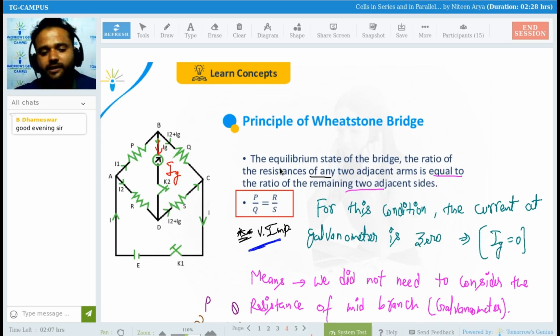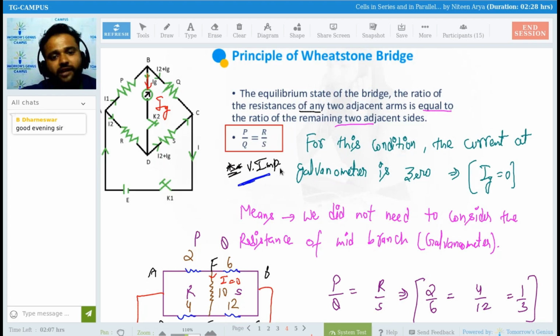You don't need to worry how it is going to become. We are going to prove that also, with the help of KVL, when we take this IG 0. How do we prove this condition? We prove it in a reverse way. Right now, what we are saying is, if P by Q equals R by S, then IG is 0. So if IG is 0, this condition is going to be fulfilled also. So we are going to prove this equilibrium state in a reverse way: we are going to say IG is 0, and then prove this. Is this clear, everyone? Just type yes if it is clear.